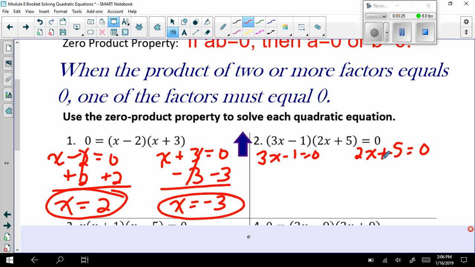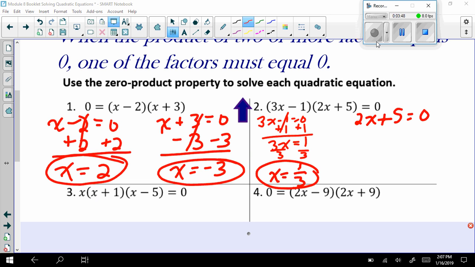So I've got two-step equations here. I'm going to add 1 to both sides, and then I've got to divide by 3. 3 times x, the opposite of multiplication is division. Notice my answer is a fraction, and I'm going to leave it as a fraction. So that's x equals 1/3. I neatened it up for us a little bit there.